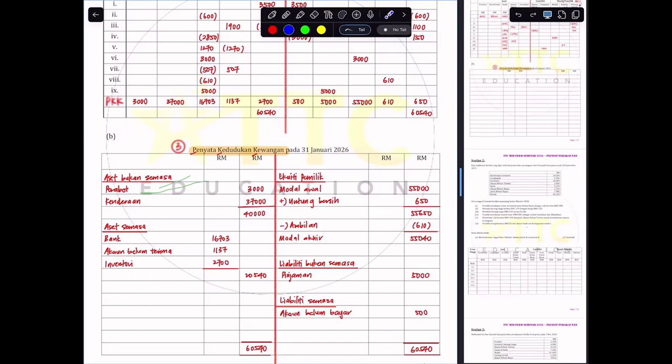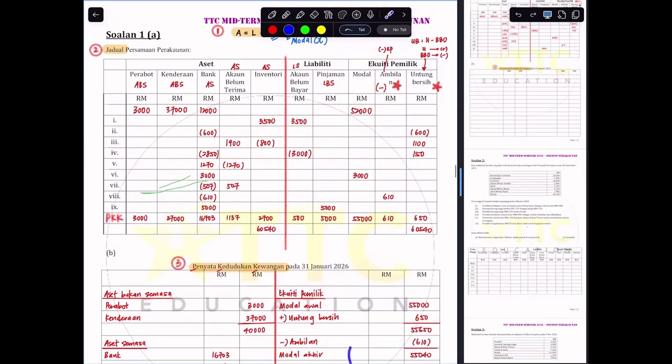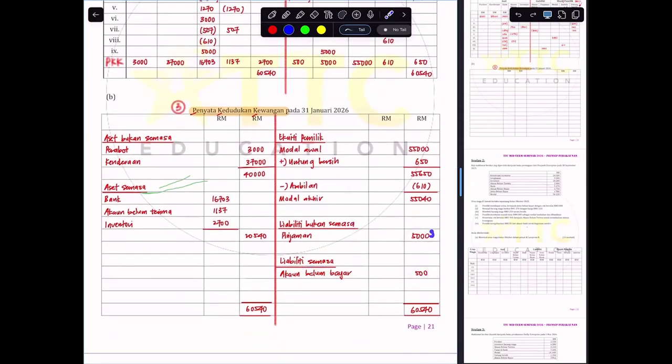Then liability, always start with bukan semasa first, then only semasa. I keep it to the right because there's only one LS and one LBS for this question. If there's only one for each, that means the pinjaman itself is the total LBS. No point for us to calculate and rewrite again for the total. No need. Just keep it for the last. Liability bukan semasa and liability semasa are the same. If you got more, then only put it to the left, answer put back to the right.